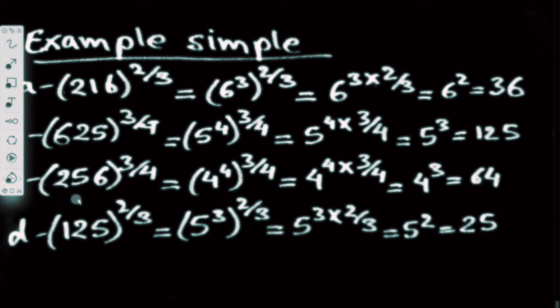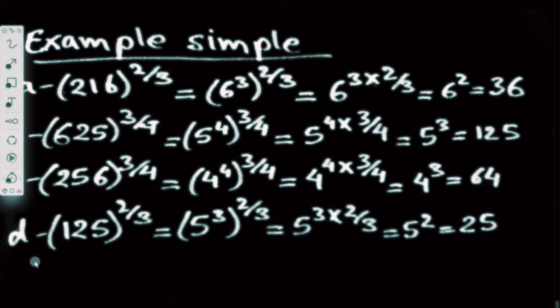Here, 256 power 3 upon 4 equals... 256 means 4 power 4. Here, 4 power 4 whole power 3 upon 4. Now the powers shall be multiplied: 4 into 3 upon 4. The 4 and 4 are cancelled. The rest is only 3. So it is equal to 4 power 3.